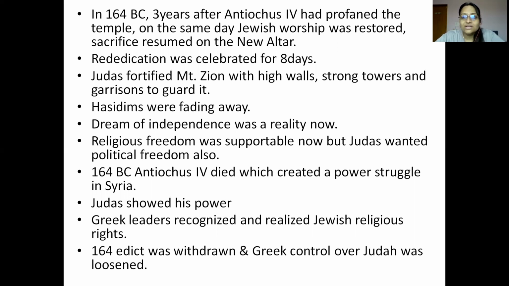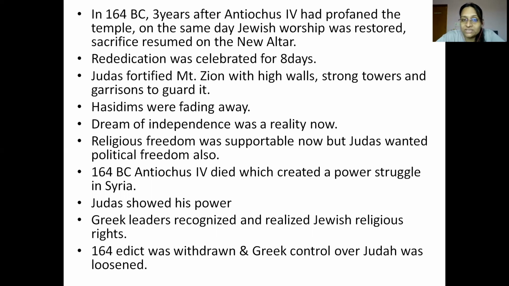The Hasidim, if you remember, were the pious people, because they were fighting against all these things that were happening. They were not zealots, but they were zealous for the religious life, or the spiritual life, at that time. So now we can see that these Hasidim were fading away. They dreamt of independence, and their dream of independence was now a reality because Judas had won.